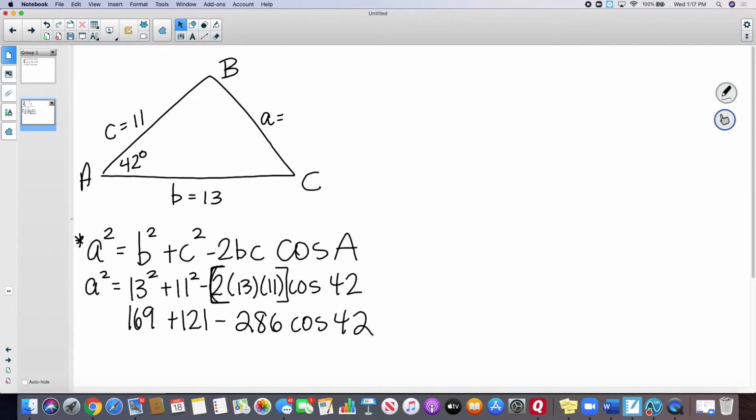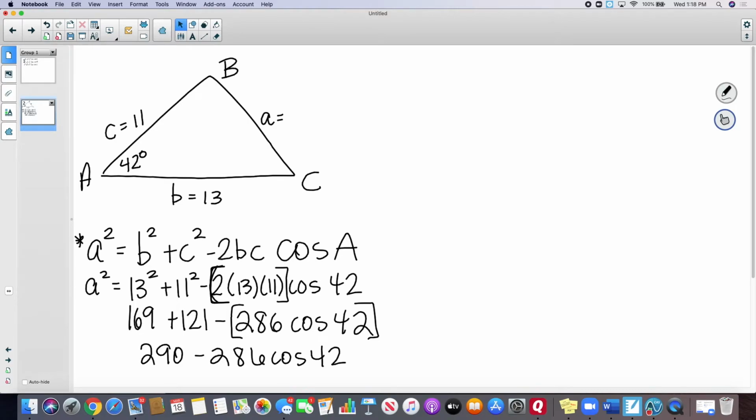Now, you have to follow order of operations. This is where y'all mess this up. 286 cosine 42 is one number. It's an entire thing, okay? So if you're doing this piece by piece, you're going to have 290 minus 286 cosine 42.